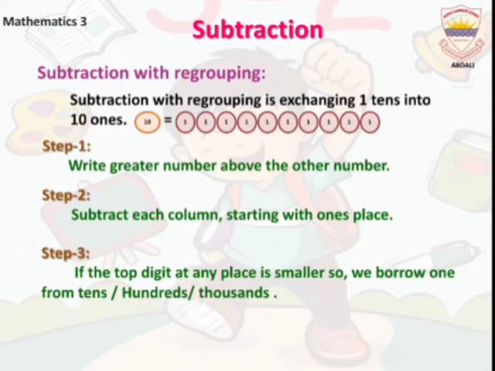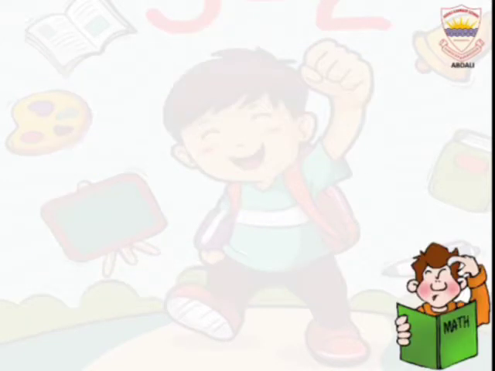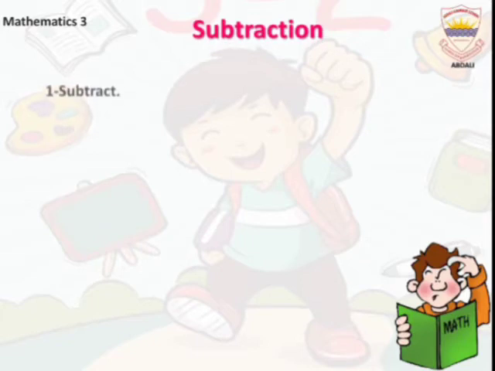And our last and third step is, if the top digit at the ones place is smaller, we borrow 1 from tens, hundreds, thousands. If the top digit at any place is smaller, we borrow from tens, hundreds and thousands. Now students, let's start to solve our questions of subtraction by the following steps.